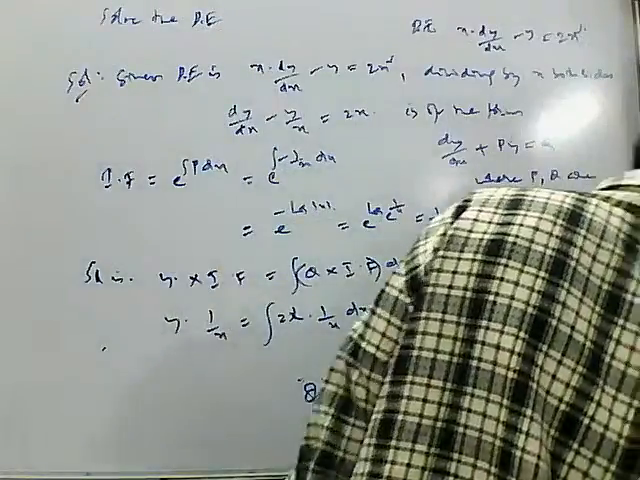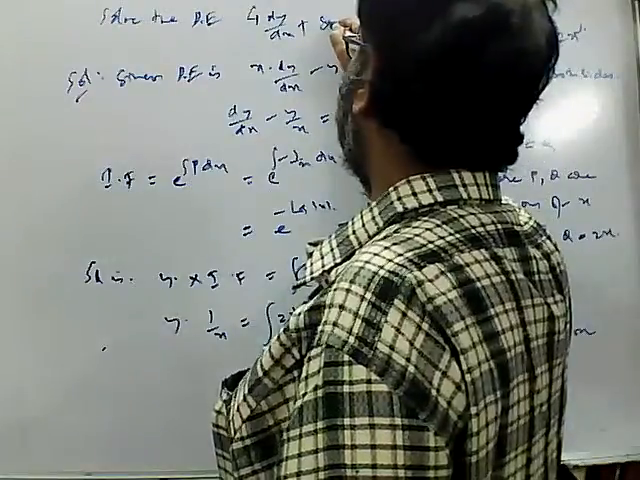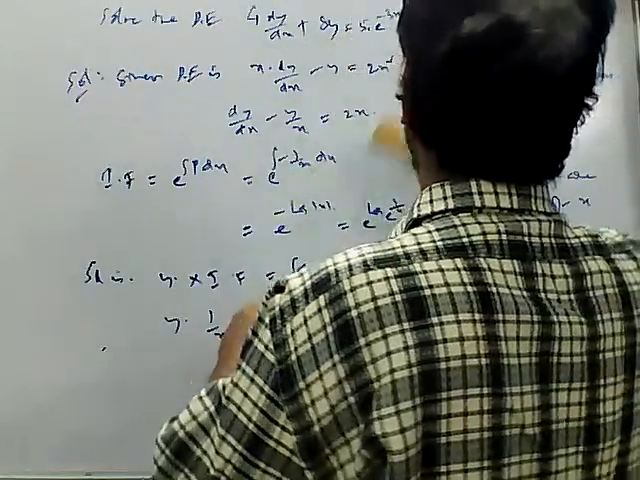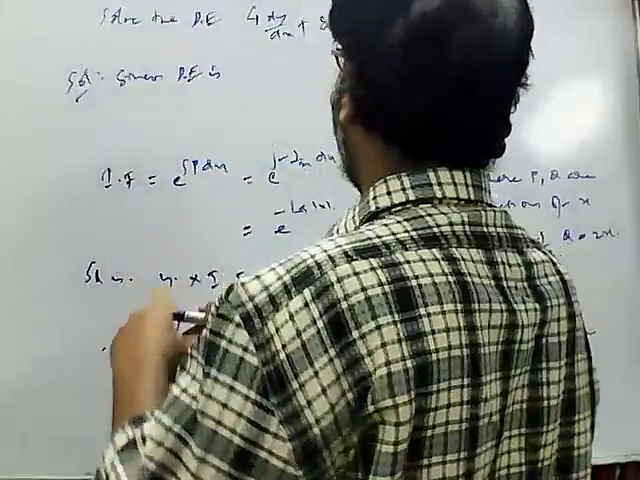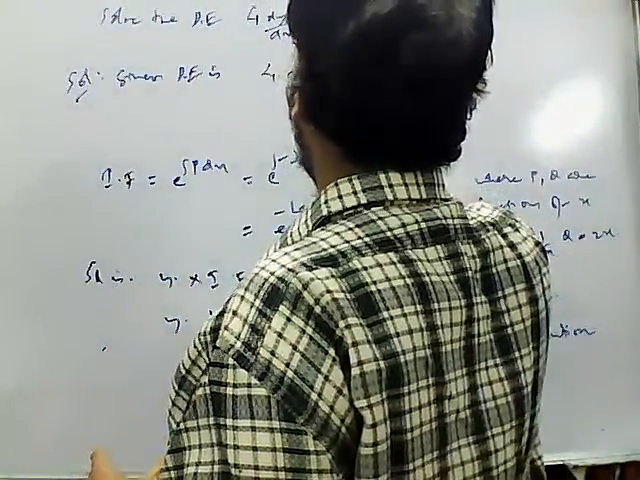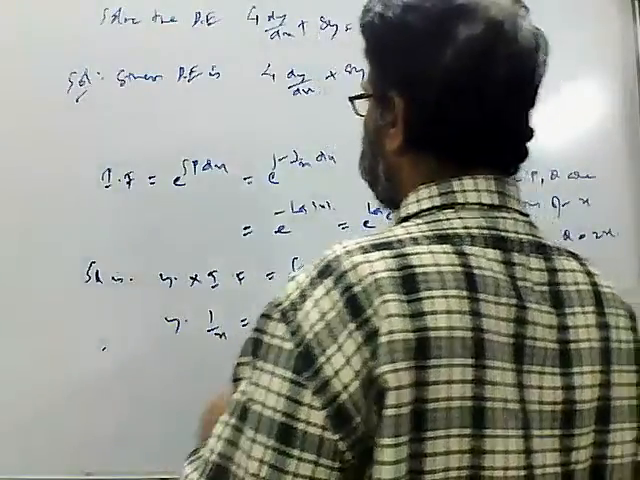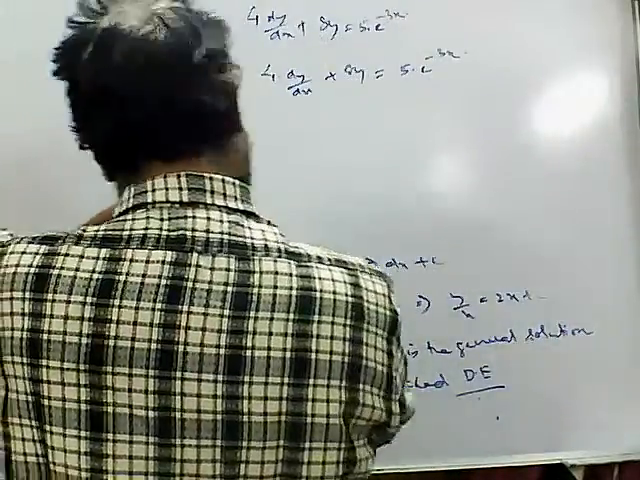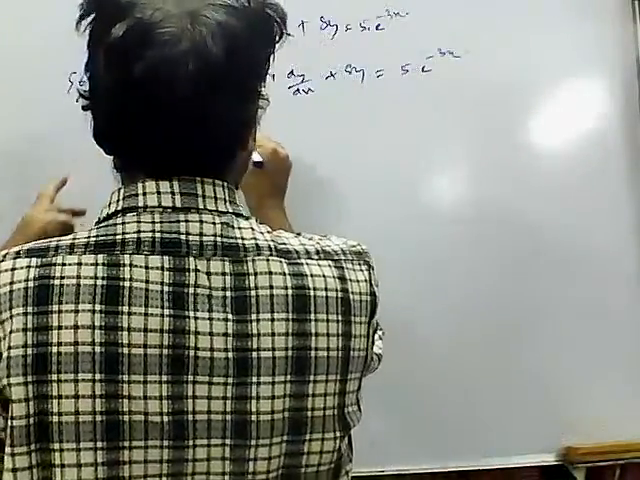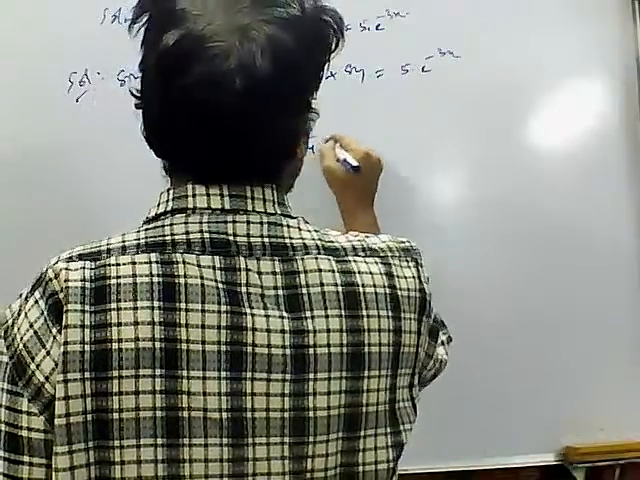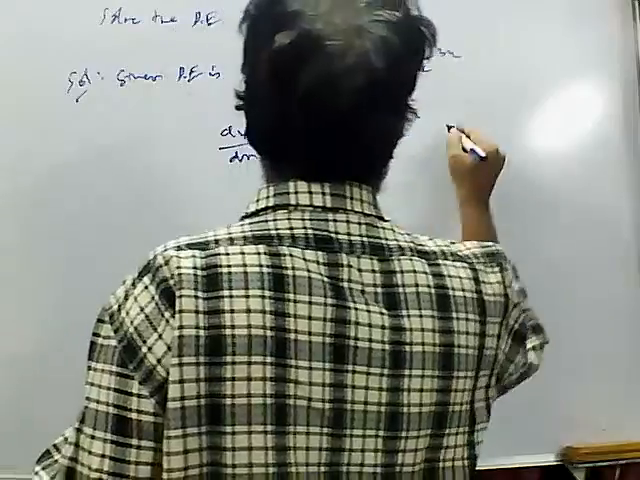Solve the differential equation 4 dy/dx + 8y = 5e^(-3x). Dividing by 4, dy/dx + 8y/4 = 5/4 e^(-3x).